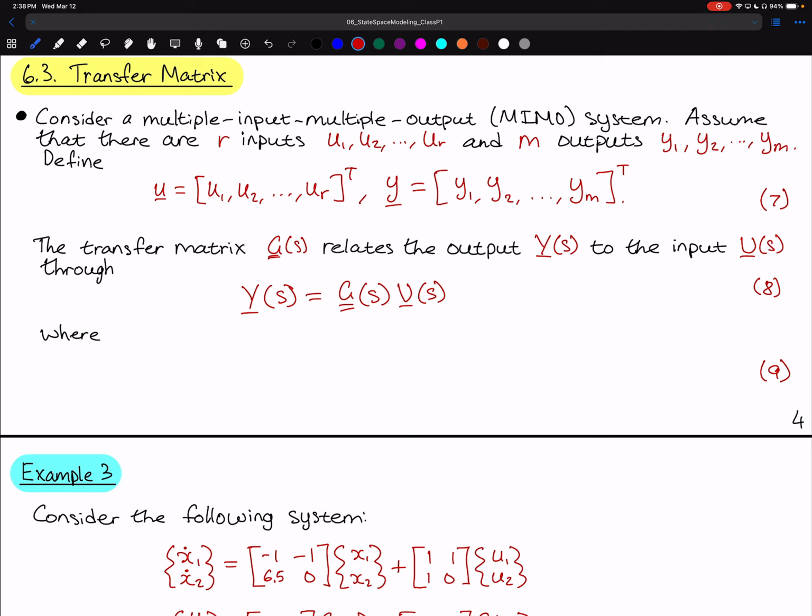And then here, this G of S, I'm not going to derive it, I'm just going to give it to you, is going to be equal to the C matrix times S times the identity matrix minus our system state matrix A, that inverse multiplied by the input matrix B plus the direct transmission matrix D.